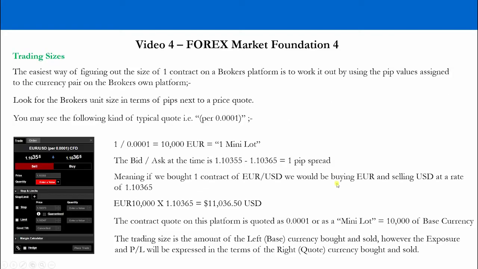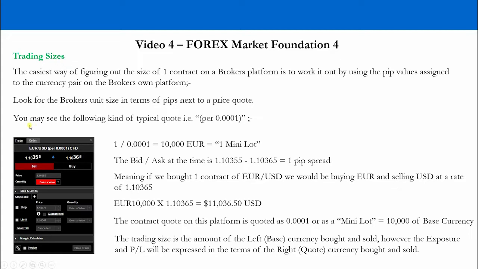And the easiest way of figuring out the size of a contract on a broker's platform is just to work it out using the pip values that are assigned to the currency pair on the broker's own platform. So when you see on the broker's platform this situation here, you need to look for the broker's unit size in terms of pip values.